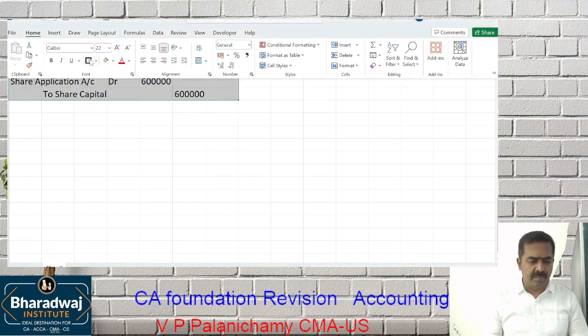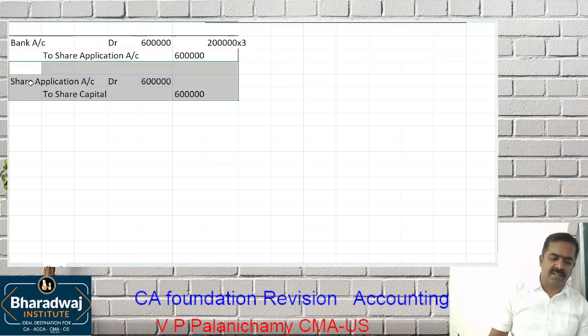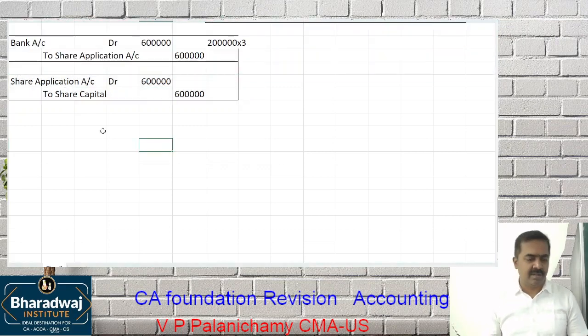Examination, you must note revision. Being application money received on 2 lakh shares. Being transfer of application money, that must be written. Allotment money. What is the entry?